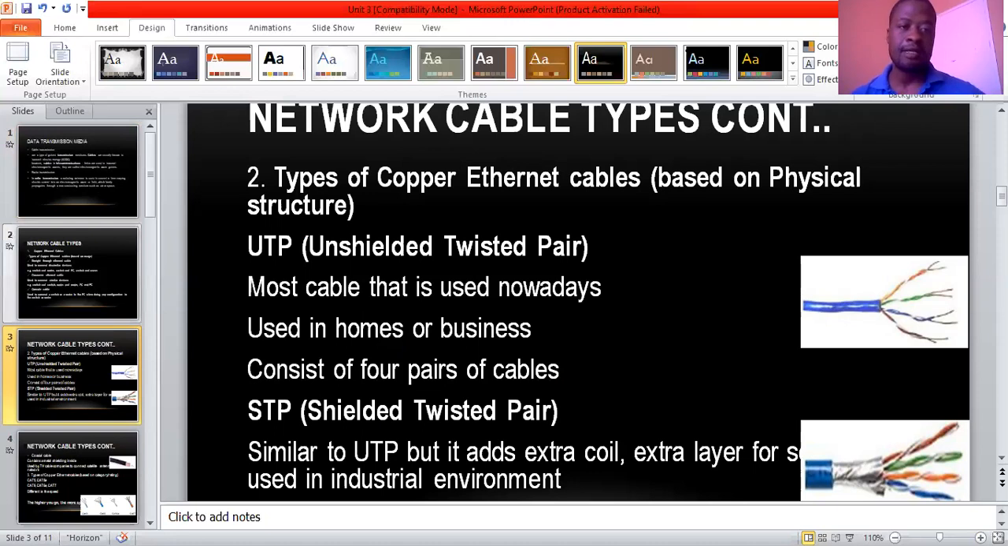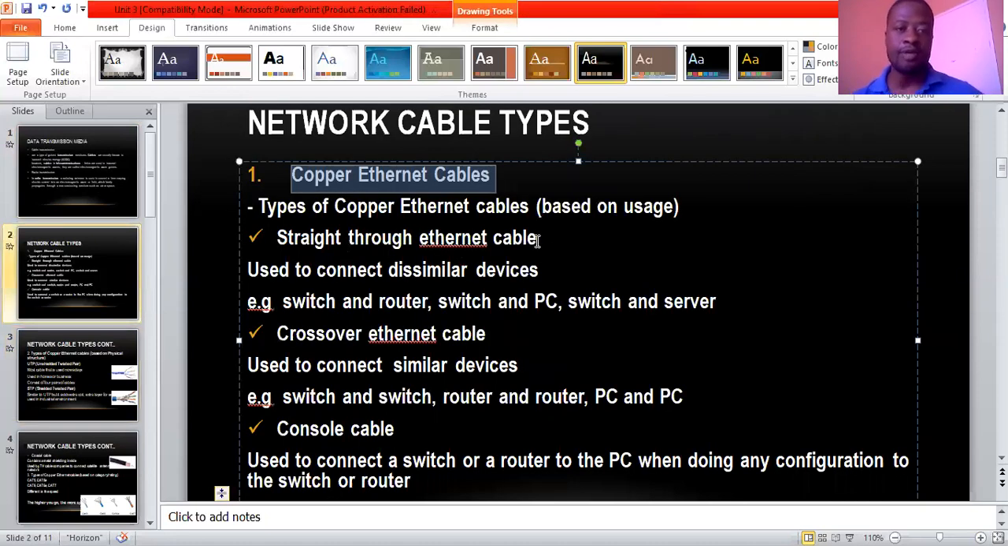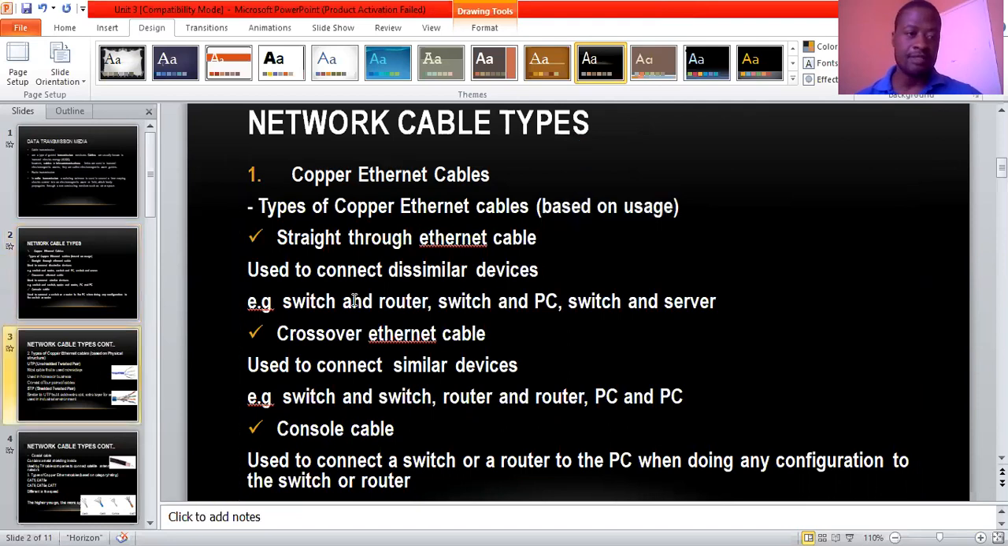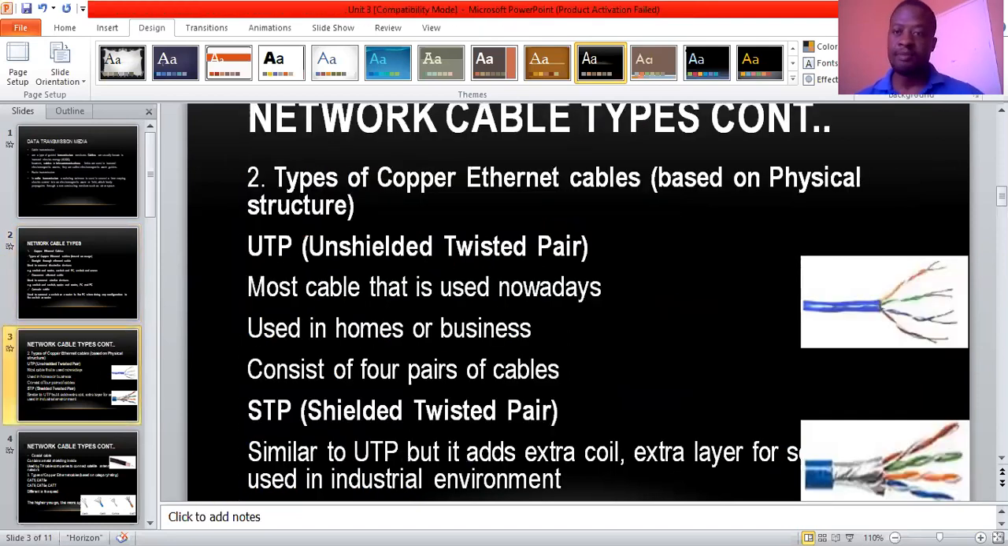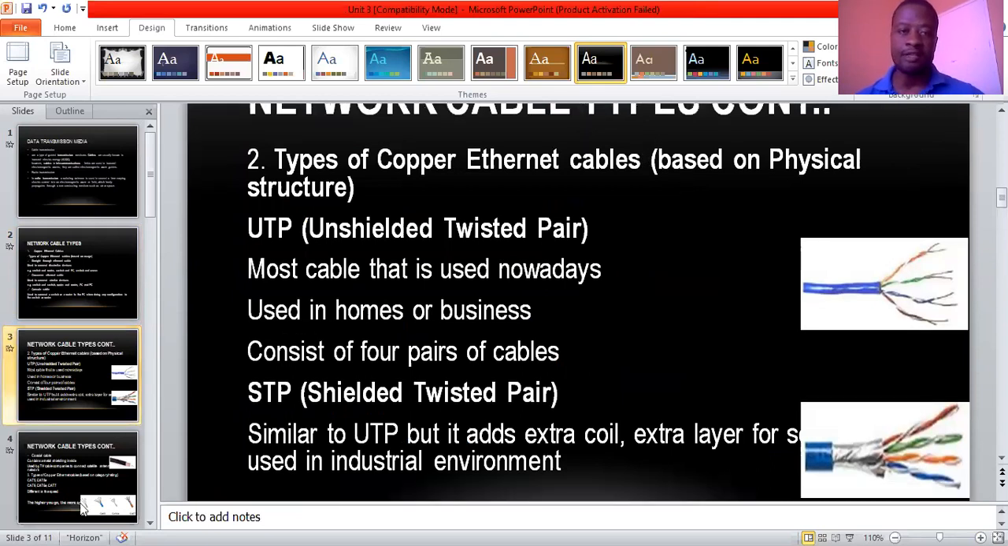Okay, now starting off with copper Ethernet cables. Under Ethernet, copper Ethernet cables, we also have subtypes, subgroups of copper Ethernet cables, and we are going to look at these types of copper Ethernet cables based on the usage. Okay, and we are also going to look at them based on physical structure.